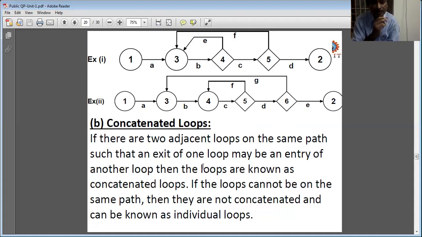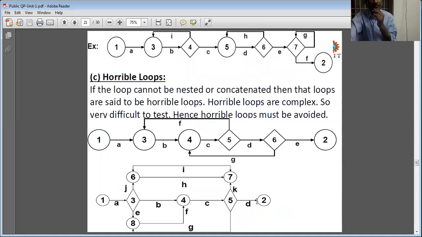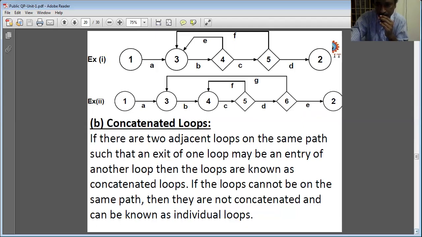If the loops cannot be on the same path, then they are not concatenated and are known as individual loops. So here in the first one, output 3 4 is nothing but input 5 6. That's why it is called a concatenated loop.